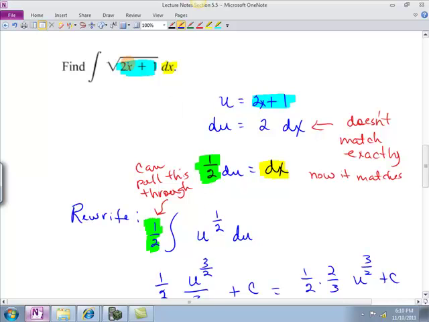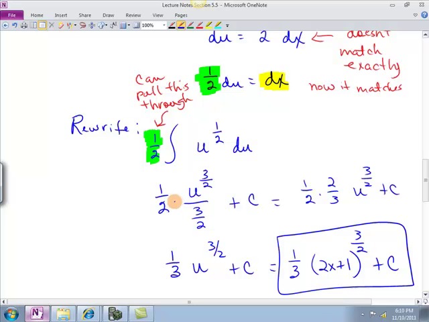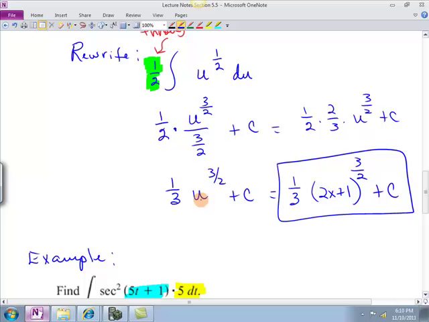Is this easier to integrate than this? Sure. So u to the 1/2, the integral would be u to the 3/2 over 3/2. And then I've got a 1/2 out here. 1/2 times 2/3 u to the 3/2 plus c. Go ahead and multiply that out. You get 1/3 u to the 3/2 plus c. And at that point, you substitute back in. It is a technique to do things when we don't have a rule that works for us.